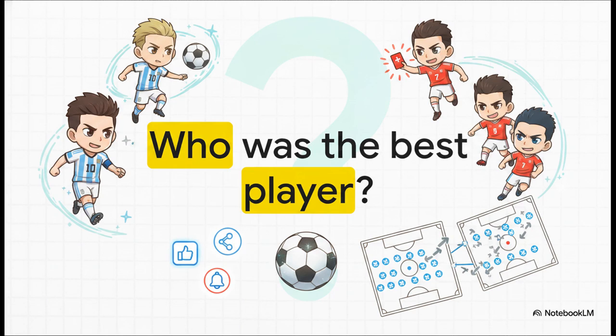Which brings us to a final question for you guys today. Based on the reports and everything we've unpacked in this explainer, who do you think was the best player on the pitch? Was it Messi with his early magic? Was it McAllister with that brilliant opening header? Or maybe someone from that incredibly resilient 10-man Swiss squad?